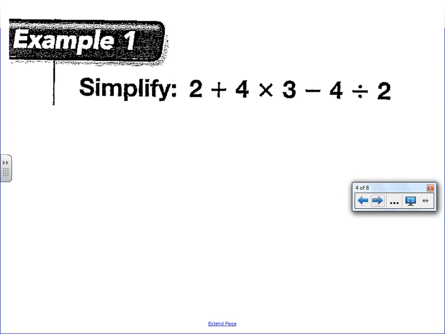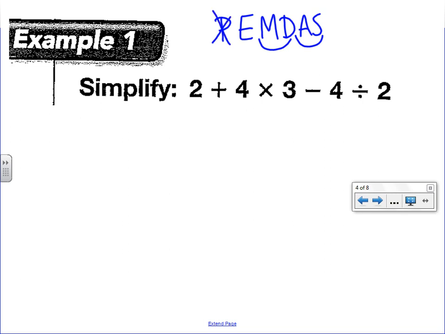So it wants us to simplify. We said that it goes parentheses, exponents, multiplication, division, addition, and subtraction. Okay? And remember, these two and these two happen together. So, do we have any parentheses here? No. So we don't have to worry about that. Do we have any exponents? No. Do we have any multiplication or division? Yes, we do. We have multiplication here between 4 and 3. We have division here between 4 and 2.